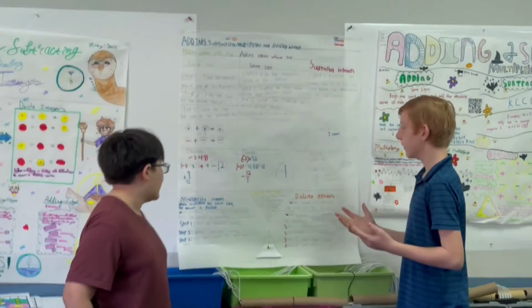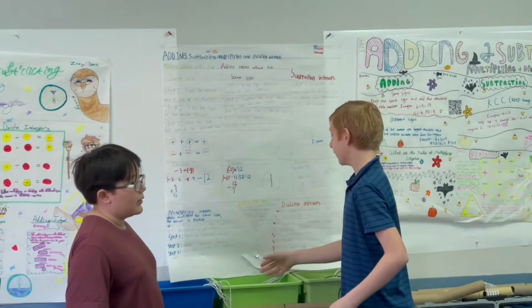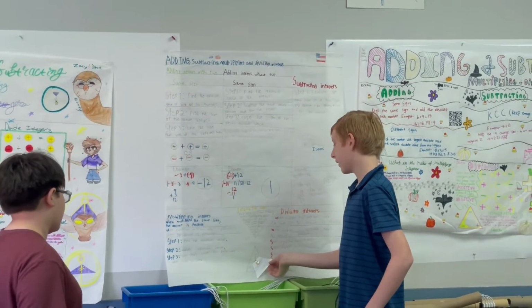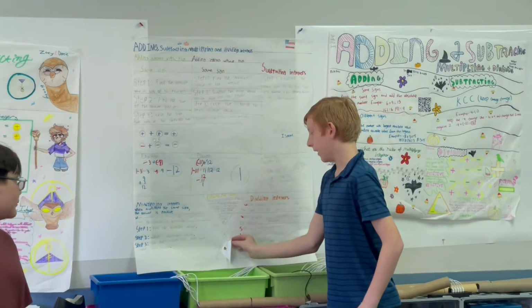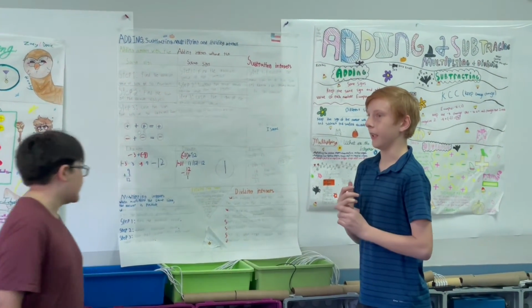Let's say positive 27 divided by -3. It would also be negative, and the answer would be -9.